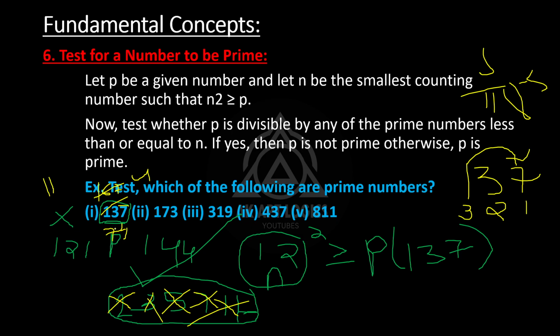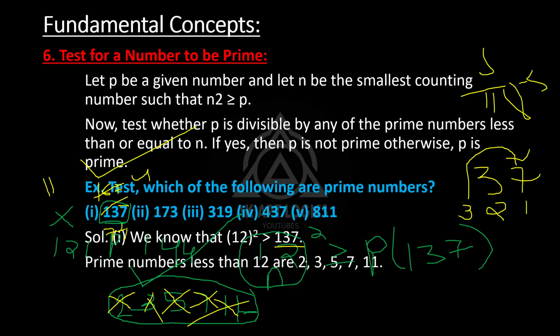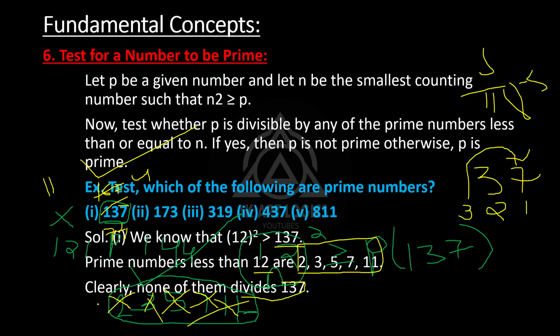The 137 is not divisible by any prime numbers less than or equal to 12. Okay, it means the number is a prime number. If the number 137 is divisible by any of these numbers, then it is not a prime number. Okay, let's see. 12 square is 144, which is greater than 137. The prime numbers less than 12 are 2, 3, 5, 7, 11. None of them divides 137, because we have seen this, right? So 137 is a prime number.